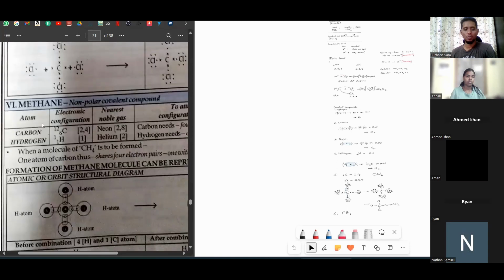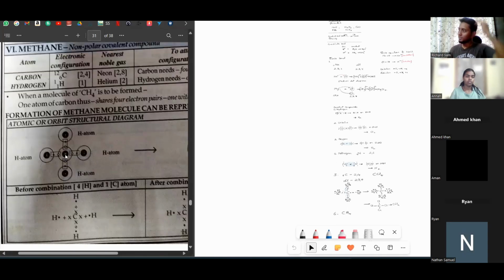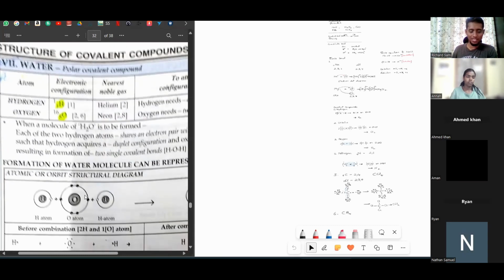What about methane? Look at the center atom, that is carbon. Here also all the 4 electrons have taken part in the sharing. So here also equally distributed, so that is non-polar. Now look at water. In the center is the atom oxygen. Out of the 6 electrons, how many have taken part in sharing? Only 2. There are 4 electrons that have not taken part in the sharing. So this is unequally distributed. This is polar.